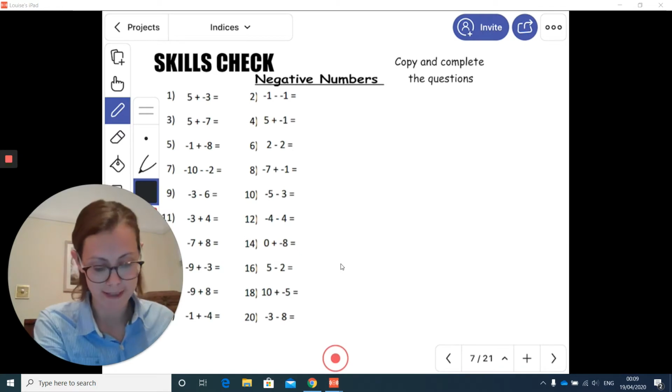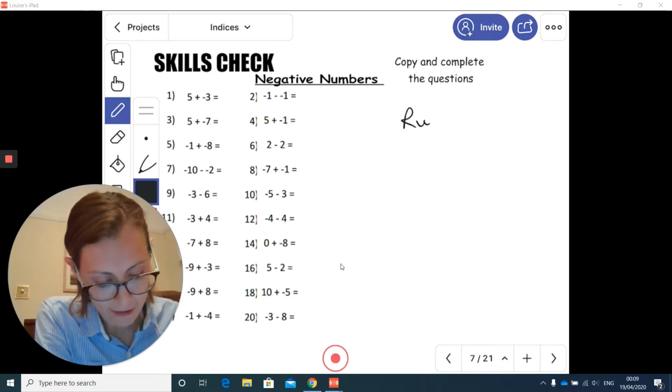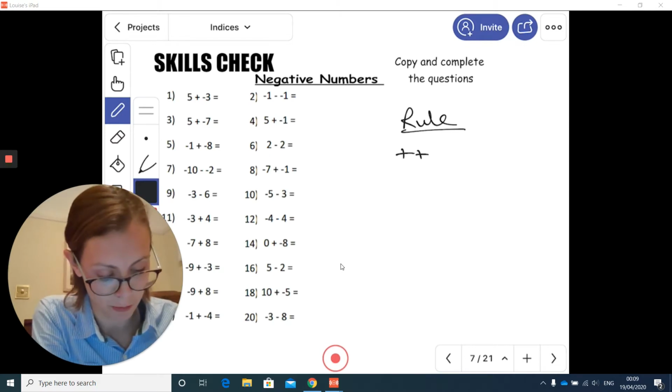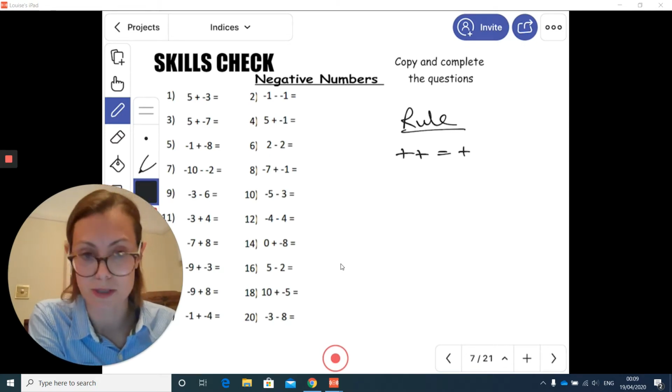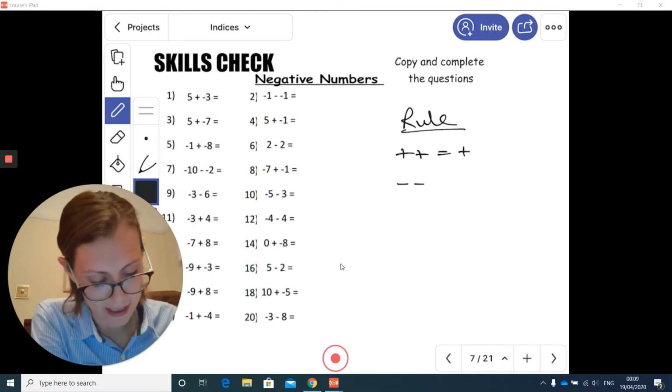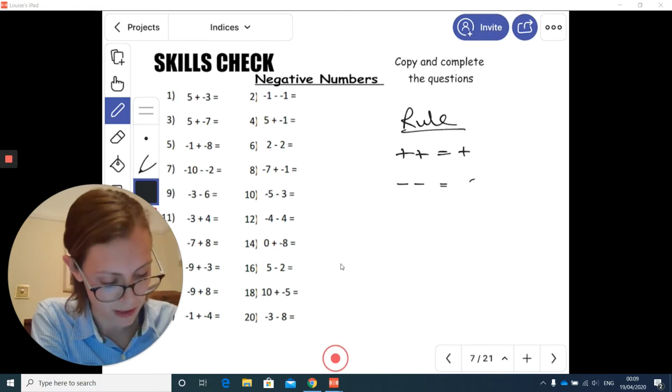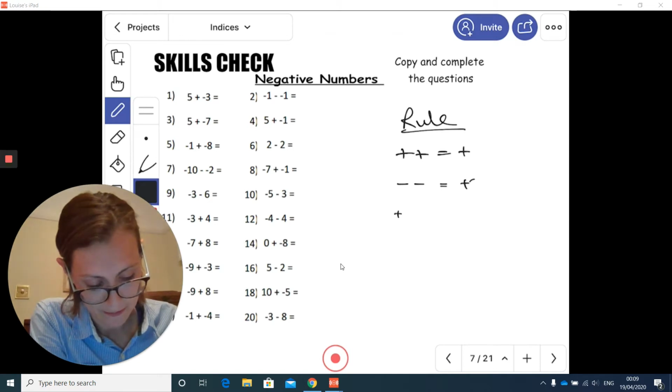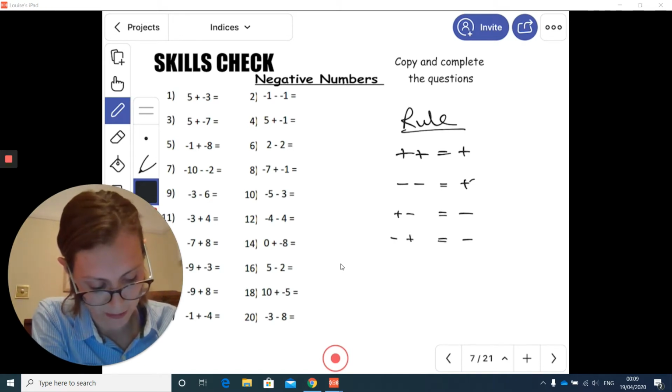So your set rule here is this. If you have a positive number and a positive number touching each other, or a positive and a positive operation touching each other, that results in positive. If you have a negative and a negative operation touching each other, that results in positive as well. Positive and a negative becomes a negative, and a negative and a positive becomes a negative.